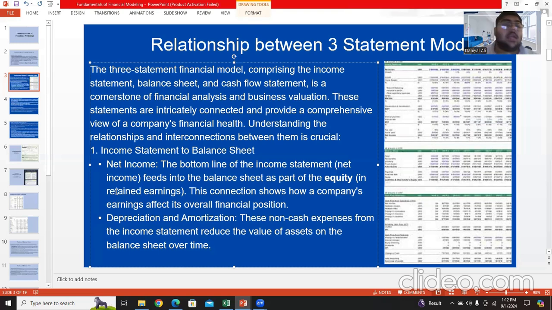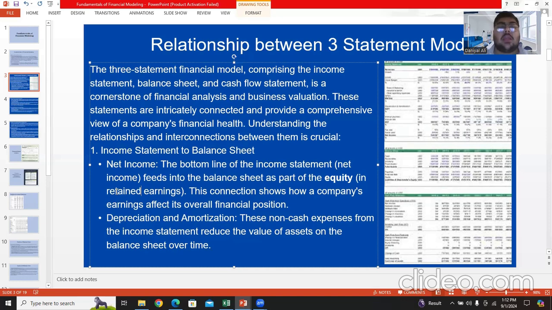This helps for the scenario analysis. This helps for the sensitivity analysis. This connection shows my company's overall earnings effect on its financial position. Yes, as I told you earlier, your balance sheet locates your position, and that has been related very much.